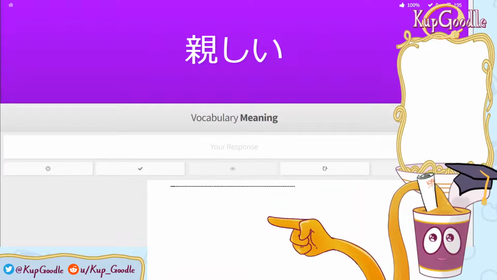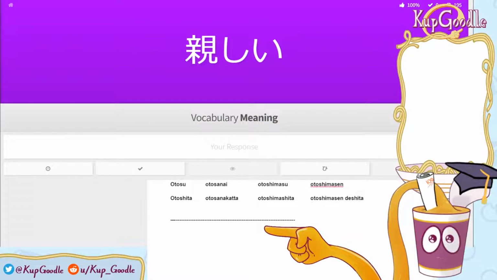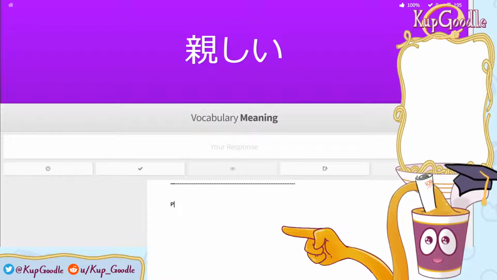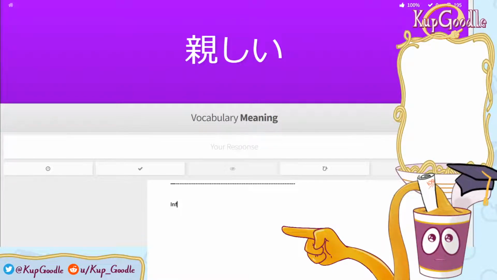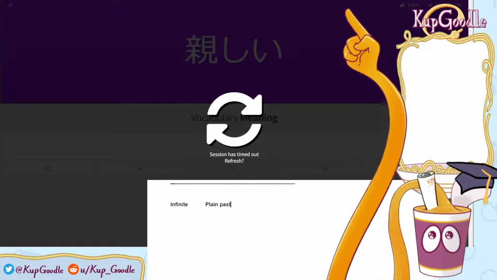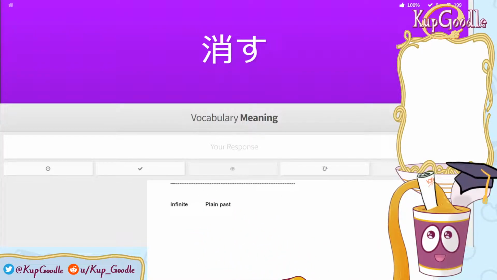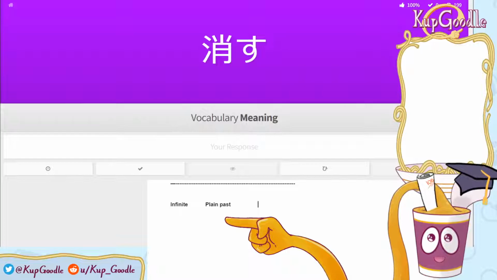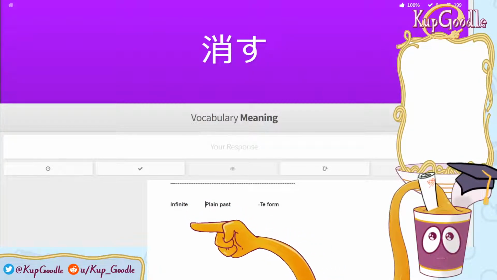But where was I? Here we go. So the forms that I'm going to try right now are: the plain present, which is basically the infinitive, and then plain past, and then the te form. So we should do infinitive, plain past, te form.